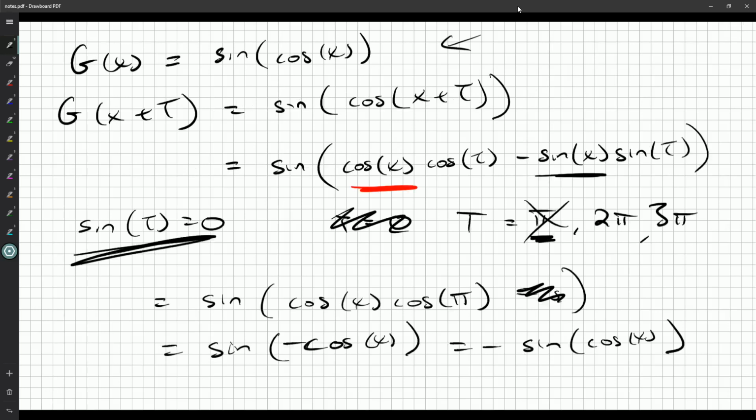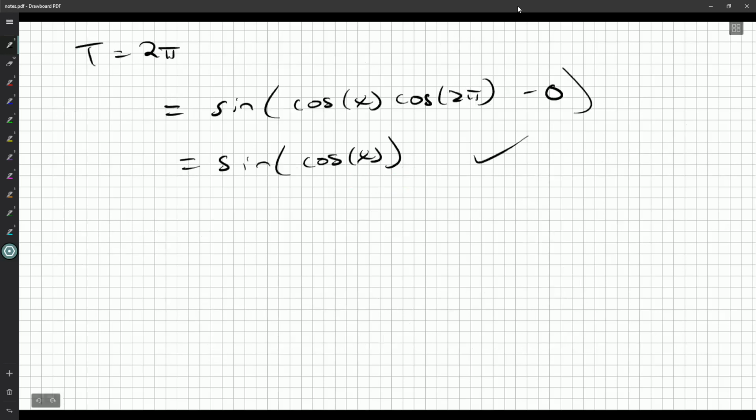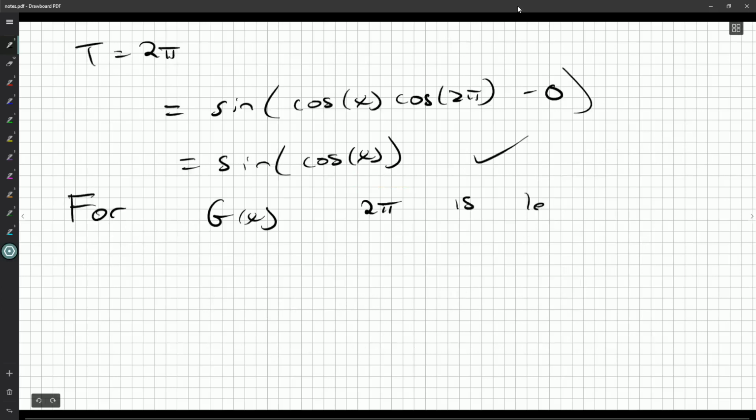I suspect for the next one we might get something similar and pi will work. But you could sort of realize that you're going to have at least 2 pi. 2 pi is the upper bound because sine and cosine both repeat with 2 pi. But, alright, so for, what do they call that one? g of x? Yeah, for g of x, 2 pi is the least period. Alright, what about f of x?